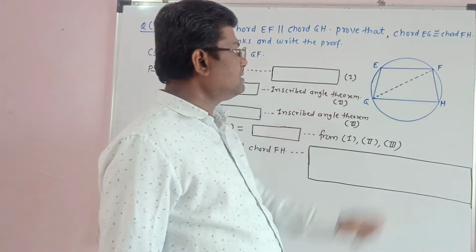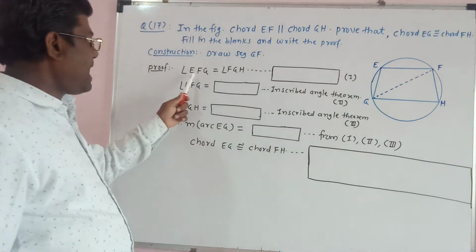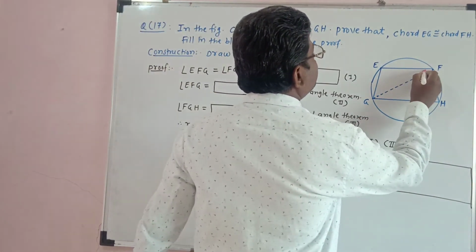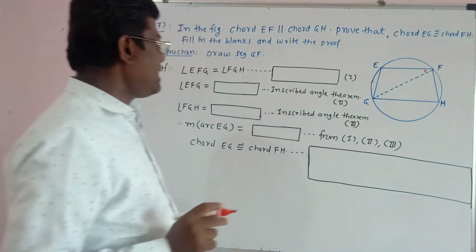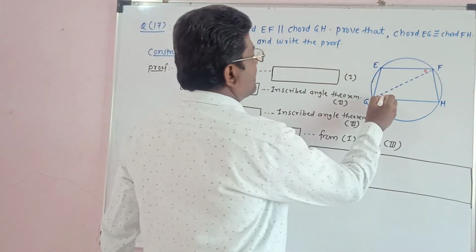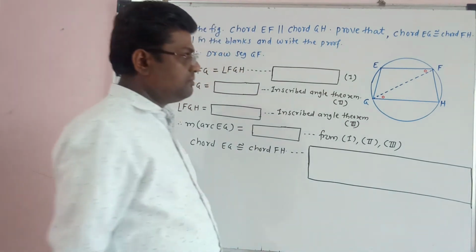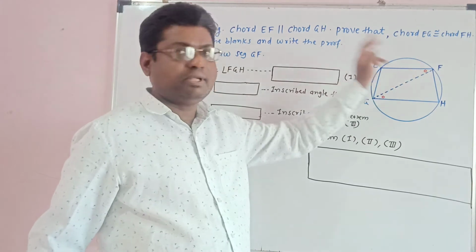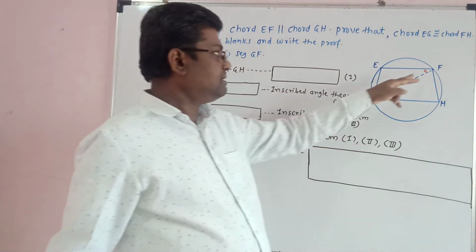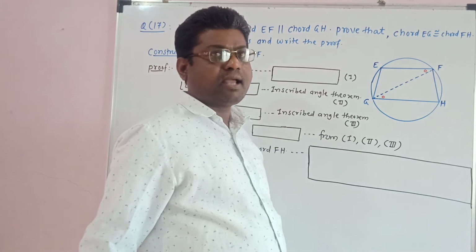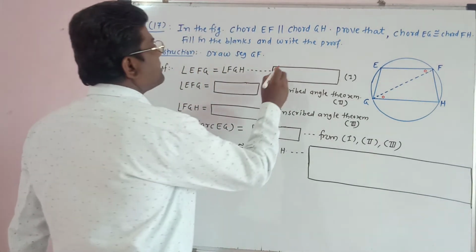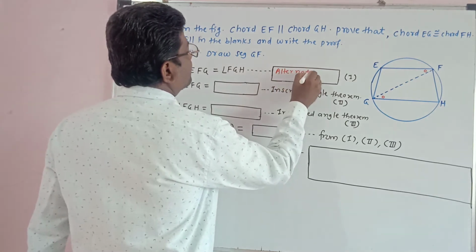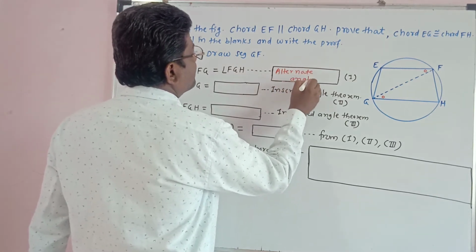Draw segment GF. Now angle EFG and angle FGH are equal because EF is parallel to GH and GF is a transversal, so these two angles are alternate angles. So here, as the reason, we write alternate angles.